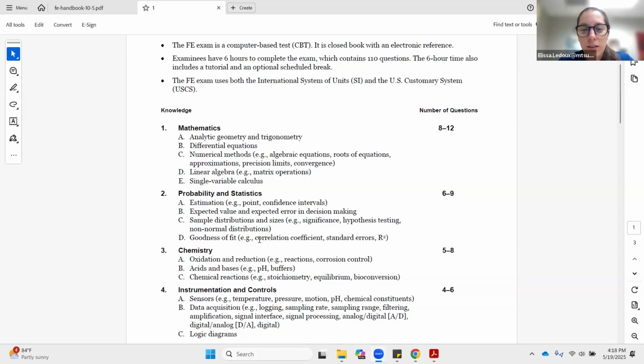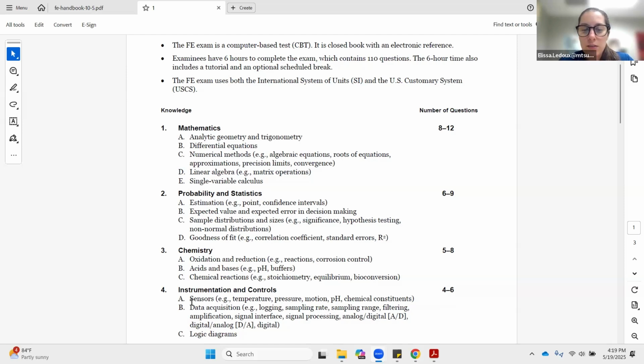So correlation coefficient, like the R-squared value. When it's higher, it's a good fit. When it's lower, it's a bad fit. So there will be 6 to 9 questions on the quiz that are based on that. And then there will be another 4 to 6 questions on instrumentation and controls.